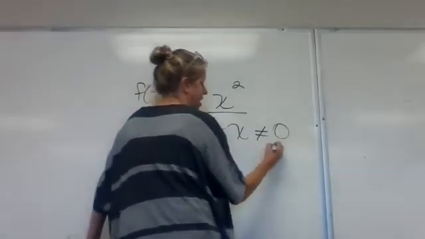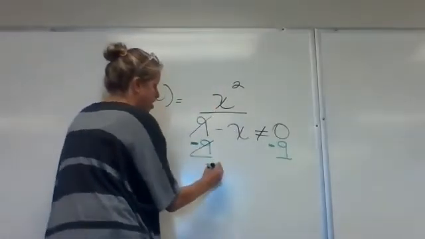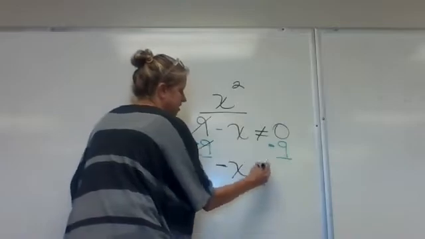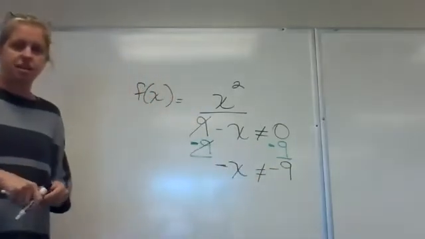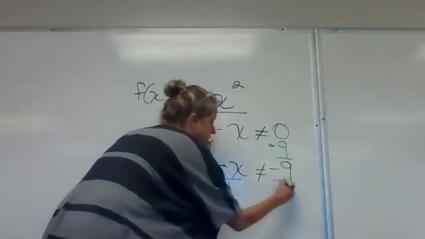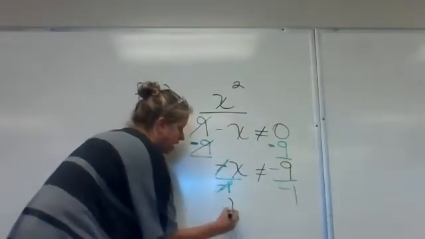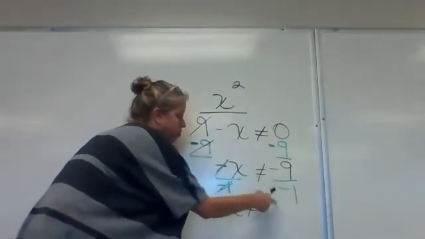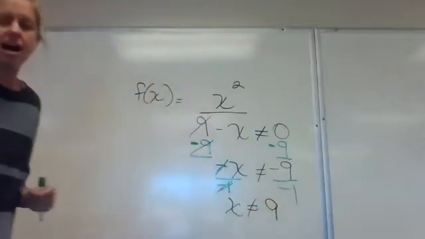So subtract that 9 from both sides. So now I'll bring down the negative x, can't equal 0 minus 9, which is negative 9. Now I need to turn this x positive. So I'm going to divide both sides by negative 1 to turn this x to a regular x. So x cannot equal, negative over a negative turns that into positive 9.